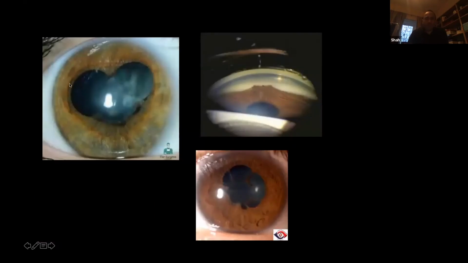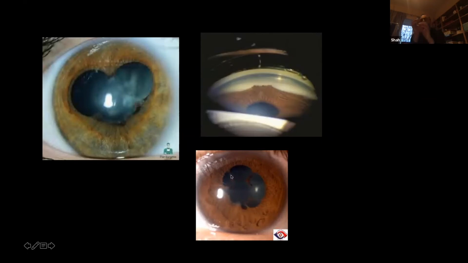Here's a very nice heart-shaped synechiae, I should use this for Valentine's actually when I'm posting. Posterior synechiae happen as a result of chronic inflammation. Gonioscopy here, as you can see, the iris is pulled towards the angle, so that's PAS, peripheral anterior synechiae, and again, an example of another patient with quite important closure.